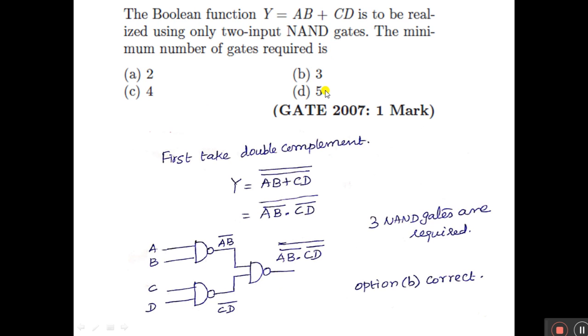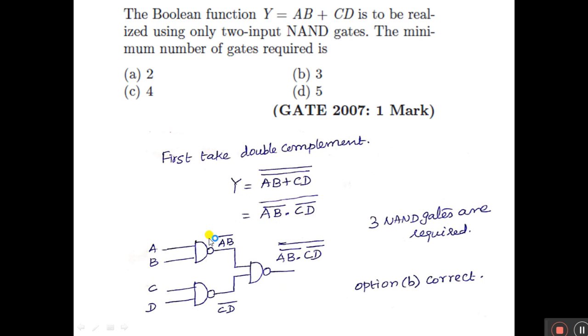This question was asked in GATE 2007, 1 mark. They are asking to implement this Boolean expression using 2-input NAND gates. So the idea is to take the double complement of the given expression y equal to AB plus CD. Take the double complement. As per De Morgan's law, we can write (AB plus CD) whole bar as AB bar dot CD bar. Now implement this using NAND gates.